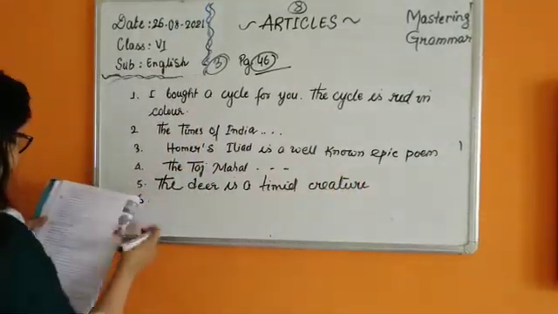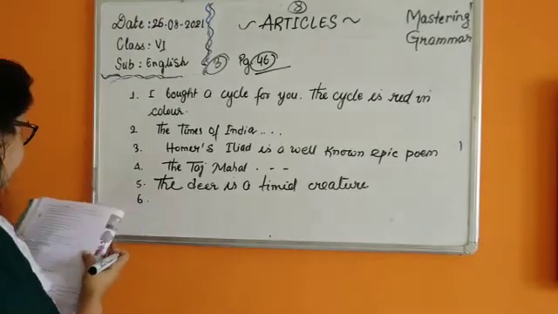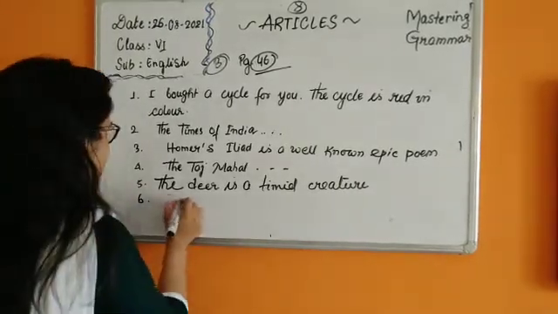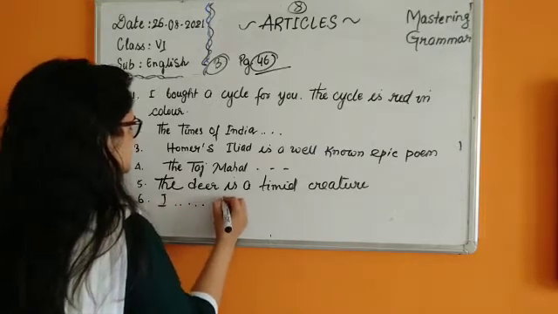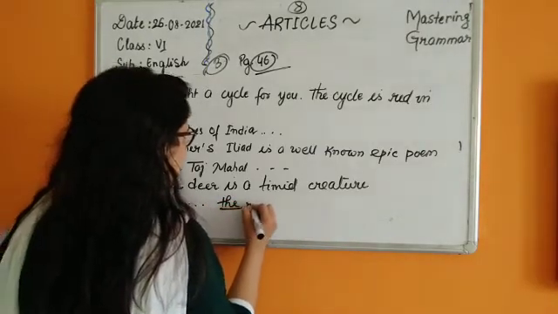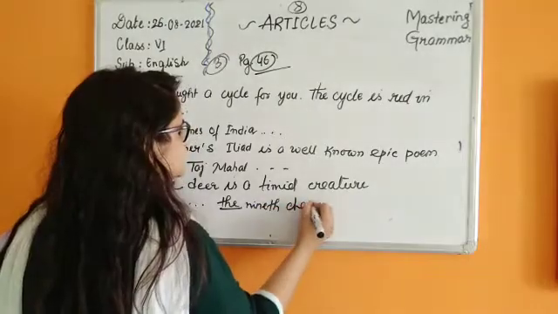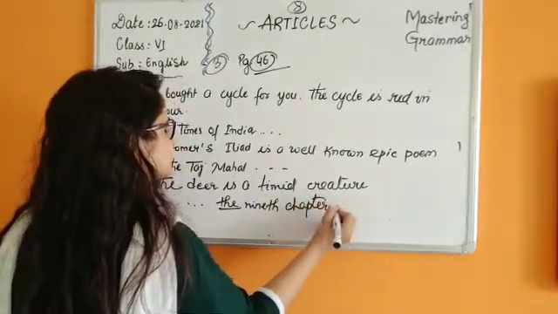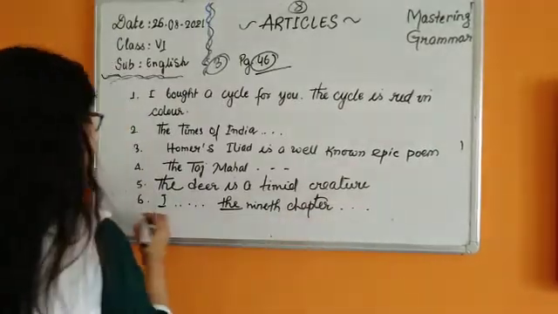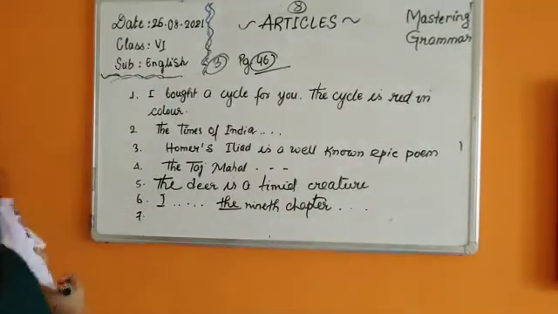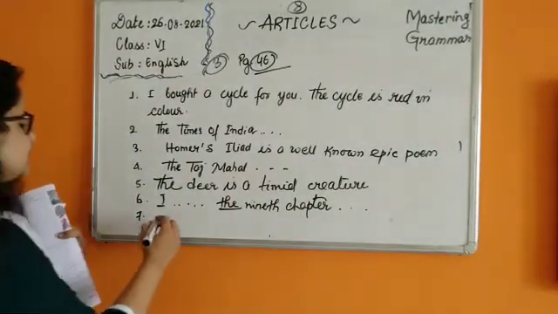Now, number 6. I am currently reading the 9th chapter. So, you are going to write as it is. The 9th chapter, you are going to add it here. Because when you are specifying the position or the number, you have to write the. Number 7, giraffe is the tallest.